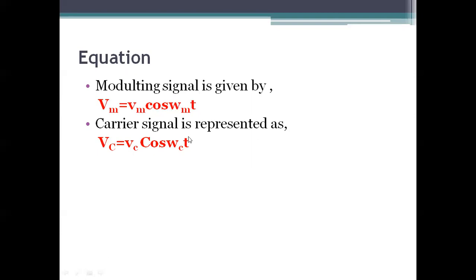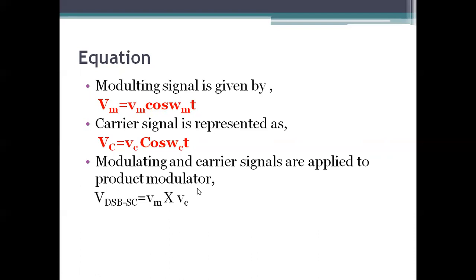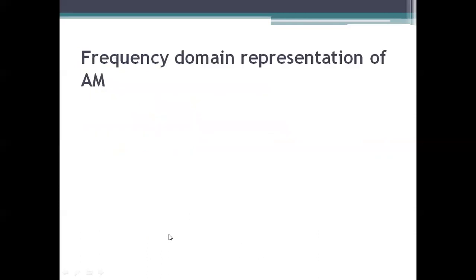Now these two signals are given to the product modulator. The product modulator will simply multiply, or generate the product of, the modulating signal with the carrier. So it is given by Vm into Vc, and the output is nothing but the DSB-SC, which is given by m(t) cos ωm t into cos ωc t. ωm is the frequency of the modulating signal, ωc is the frequency of the carrier signal, and m(t) represents the input signal, that is the modulating signal voltage.